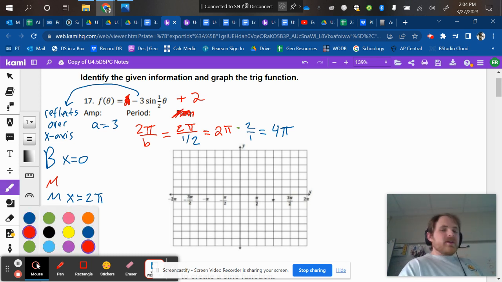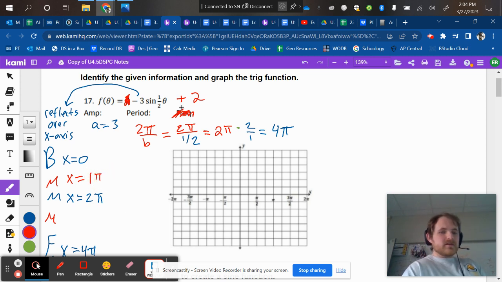The middle after. Great job. 1 pi or just pi. That's fine. And then the next middle would be 3 pi. You can just put pi.